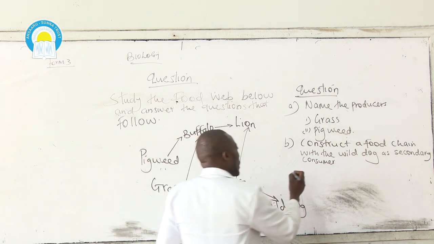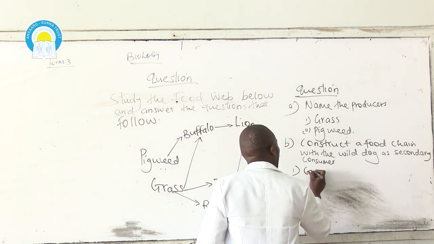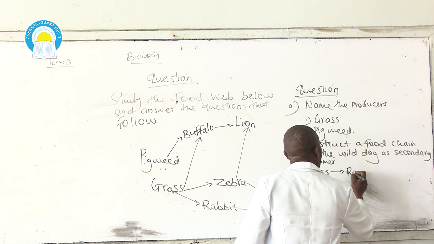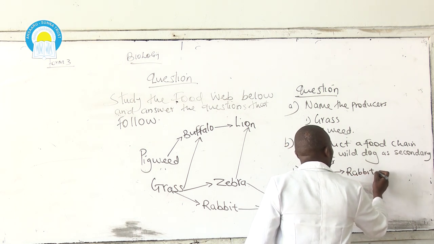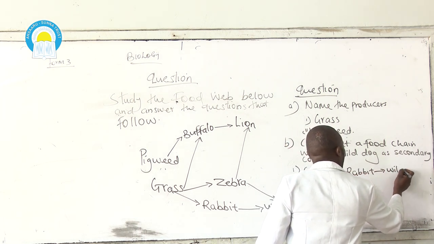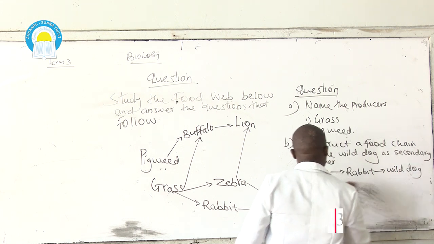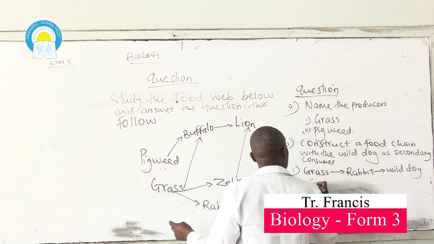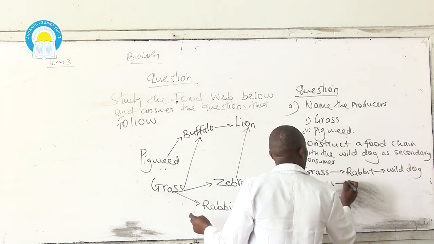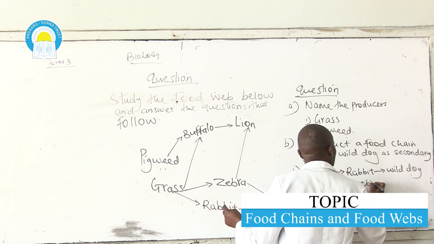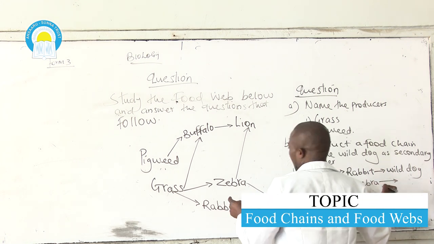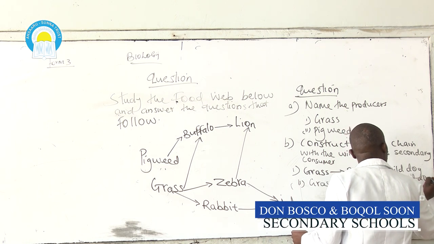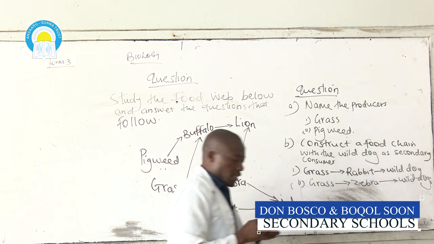The first one can just say grass. After grass, we have rabbit. Then we have wild dog. The second one can talk about grass also, then zebra. Then after the zebra, we have wild dog.